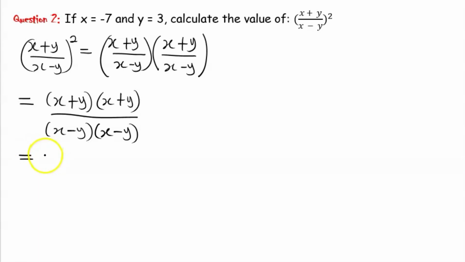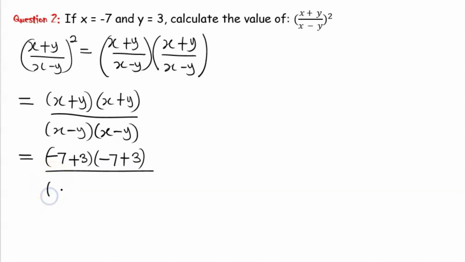Alright, so we have our x to be negative 7. So we have negative 7 plus y, which is 3, being multiplied to another negative 7 plus 3, because our y is giving us 3. So divided by, open another bracket, we have x, which is negative 7 minus 3 this time around, and it's being multiplied by negative 7 minus 3.